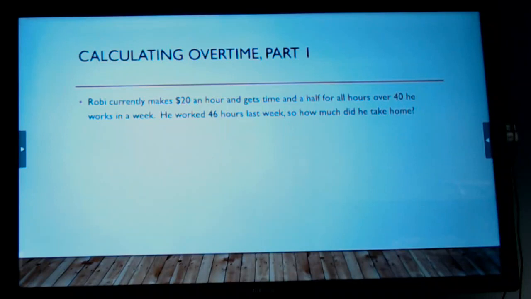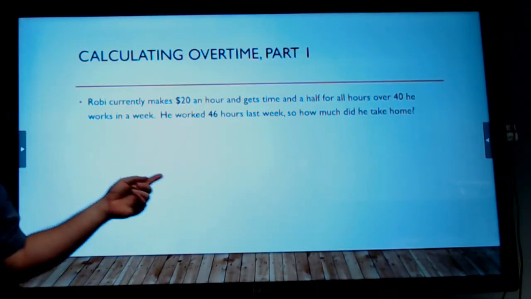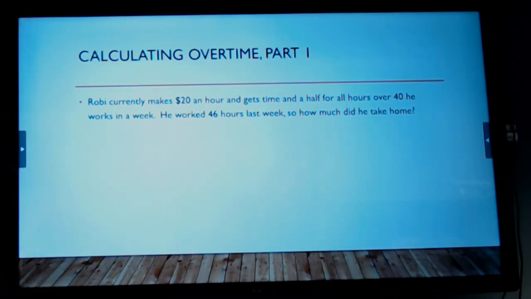All right, so you have to break this up. Read it again. He makes $20 an hour and then gets time and a half for all hours over 40 that he works in a week, and he worked 46 total. What percentage would you say time and a half is?